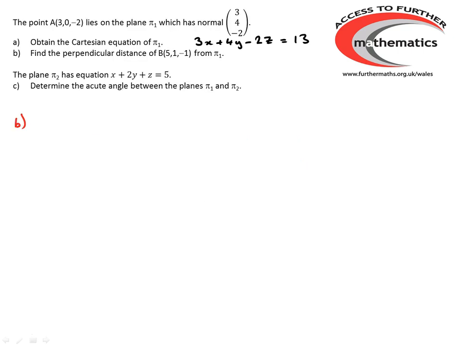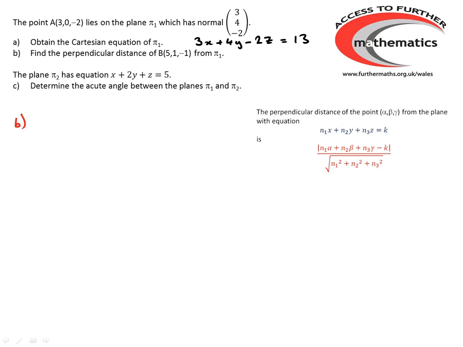Moving on to part B, we have to find the perpendicular distance of the point 5, 1, minus 1 from the plane. And at this stage we've got the formula, which is in the formula booklet. So we've got n1 is 3, n2 is 4, n3 is minus 2, and we've got alpha is 5, beta is 1, and gamma is minus 1.